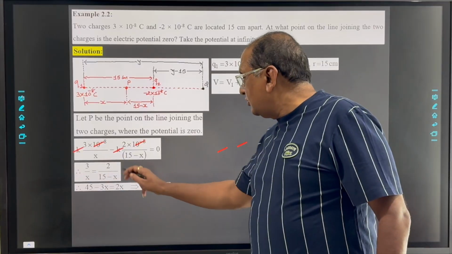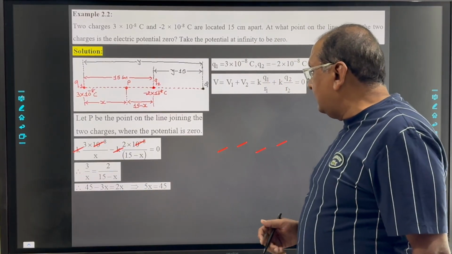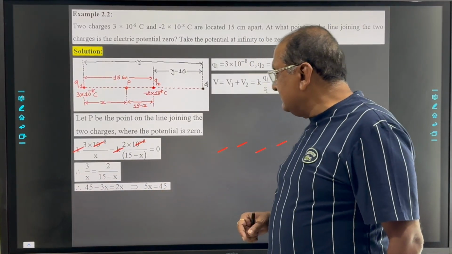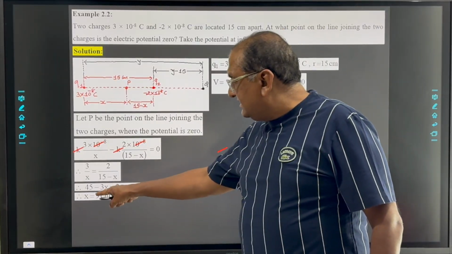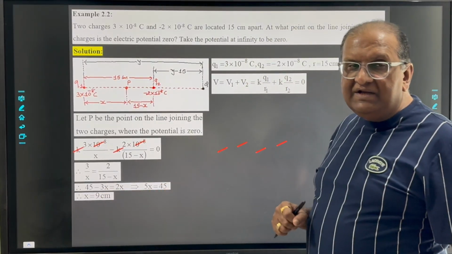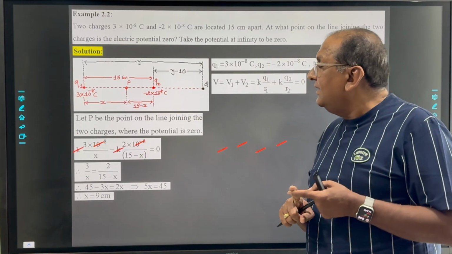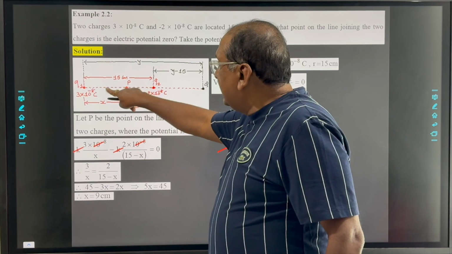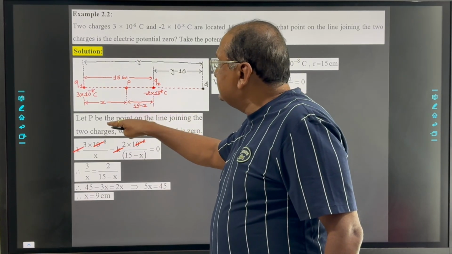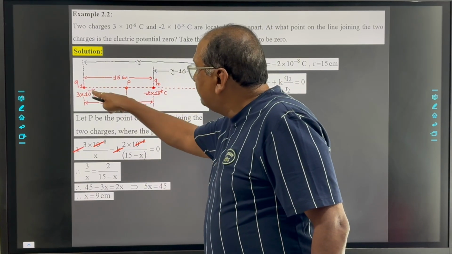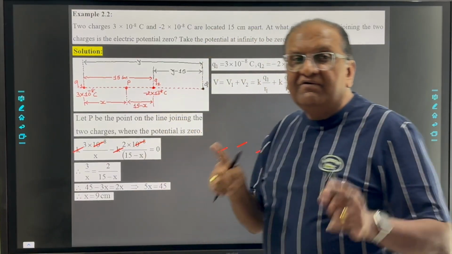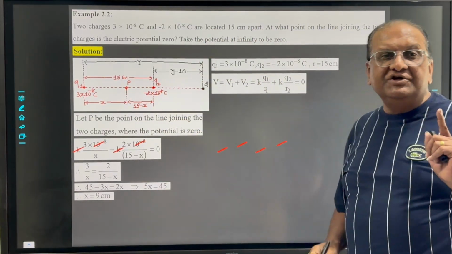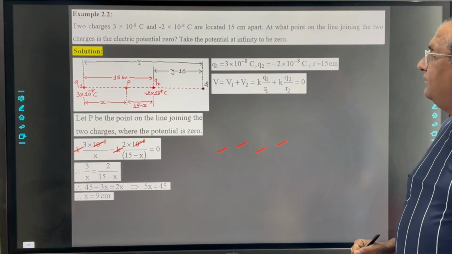So first take the cross product and then make x the subject. You will get the answer x equal to 9 centimeter. It means one point is obtained between the two charges at a distance 9 centimeter from charge Q1, where the net potential of the system comes to 0.